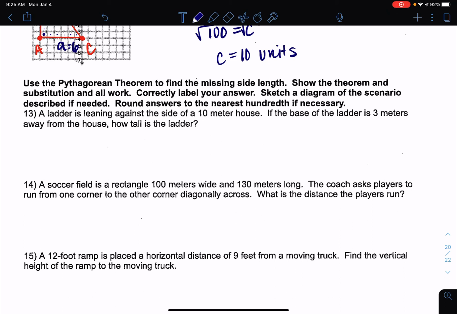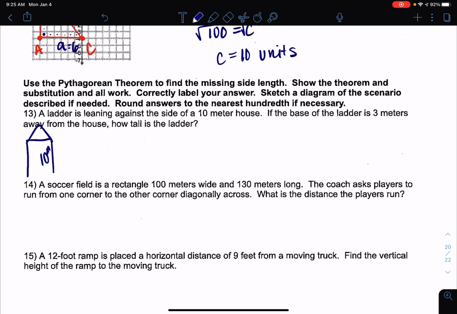That is fine. Okay. Now, looking at number 13, it says a ladder is leaning against the side of a 10-meter house. So let's say that this is my house, and that means that the side of that is 10 meters. If the base of the ladder is 3 meters away from the house, how tall is the ladder?